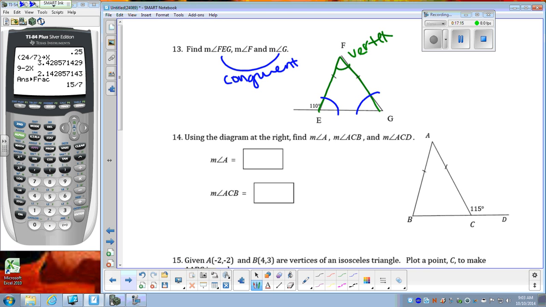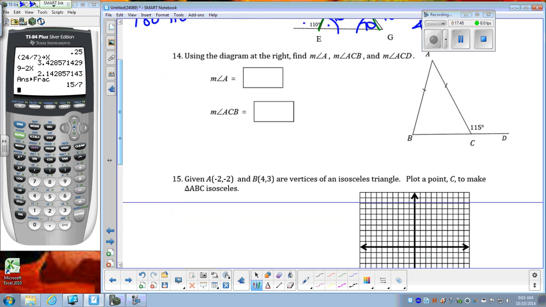So, easy way to find angle E. Well, I know it makes 180 degrees with the 110, so I do 180 minus 110. So I know angle FEG is 70 degrees. Makes angle G also 70 degrees. So then for angle F, 70 plus 70 is 140, and subtract that from 180 to get that angle F is 40 degrees.